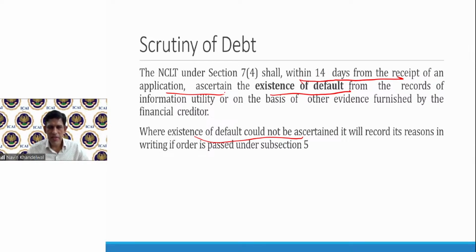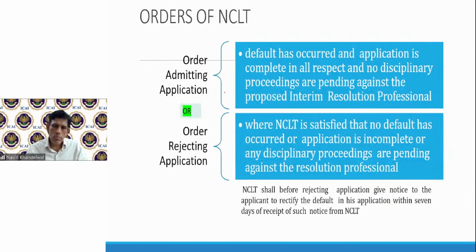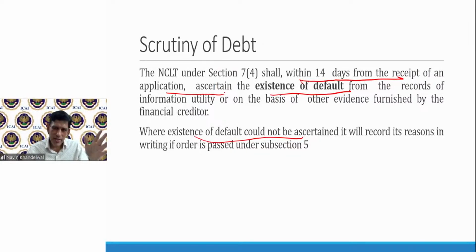there are many things attached because it's a procedure of the code and a lot of steps have to be taken. It does not happen by magic that you file an application and suddenly within 14 days they accept that application. Except in a few cases it has happened, but it never happens, from what I've seen in my experience. So the NCLT will give either of two orders: it will admit the application or reject the application. It will admit or reject.